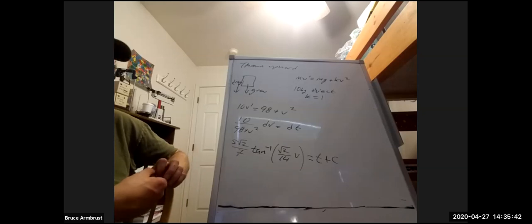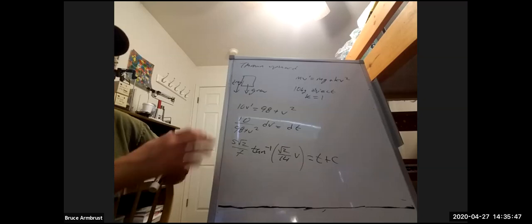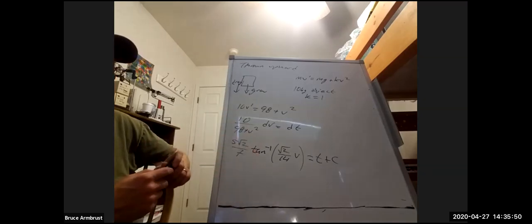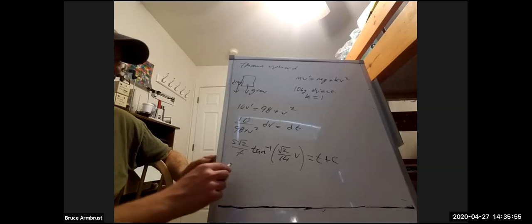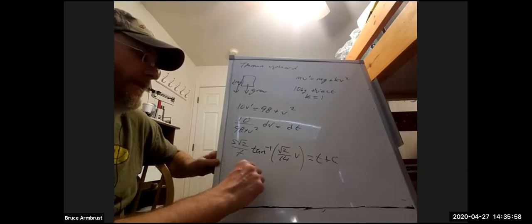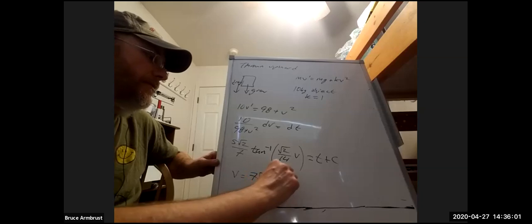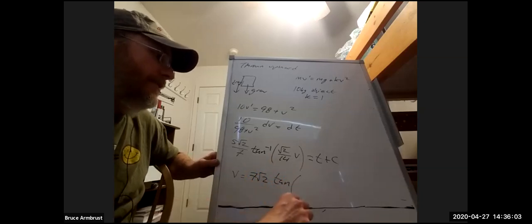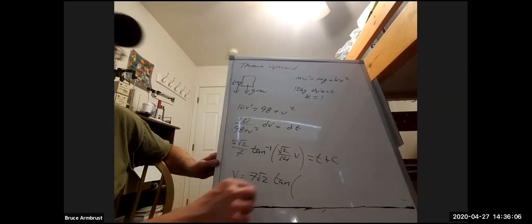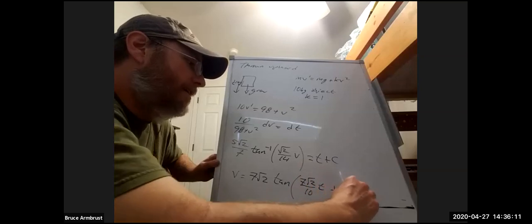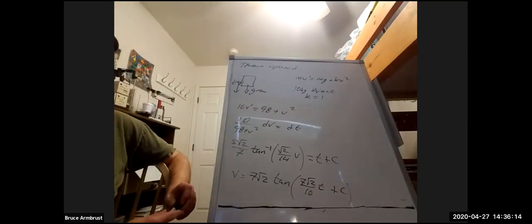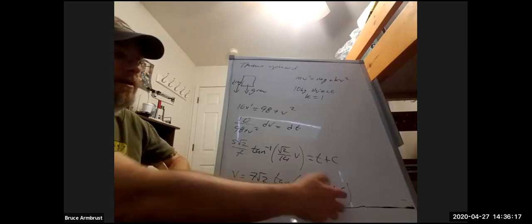So this is another initial value problem that if we knew what c was, we could go ahead and calculate that. No, if we knew the initial velocity, I should say. But even without, we can go ahead and solve this. And what you end up with is that v is equal to 7 root 2 times the tangent of 7 root 2 over 10 times t plus c. It's a different c, but it's still an arbitrary c.